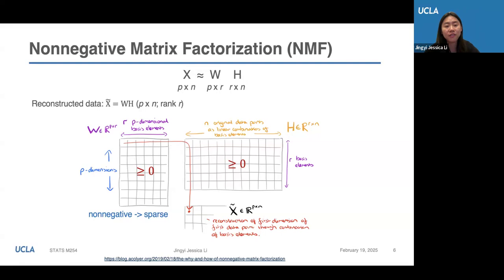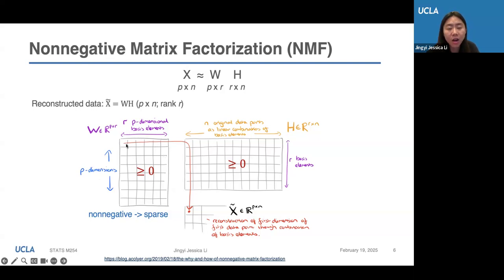And what is the advantage of having sparse W and H? So here is the loading matrix. If you see that I have many zeros in this first row, what does that mean? Because here, the first row is R dimensional. It means the original feature one's loadings in the new R features. So having a sparse row means that the original feature one only participates in certain new features.